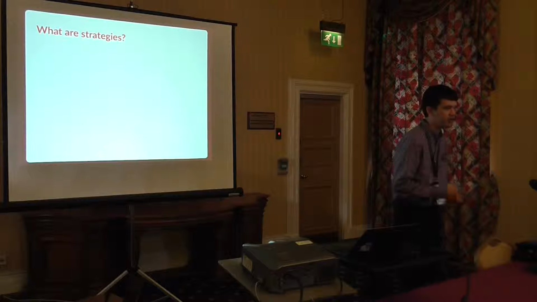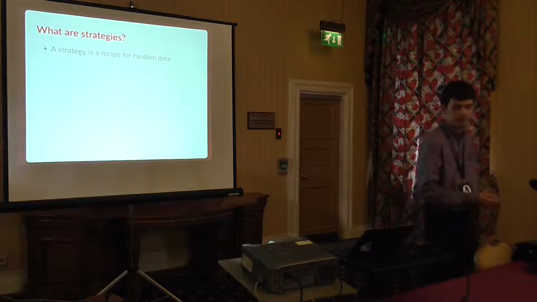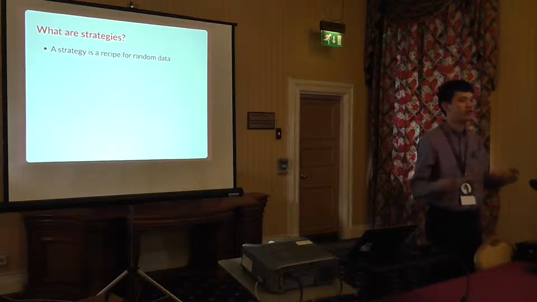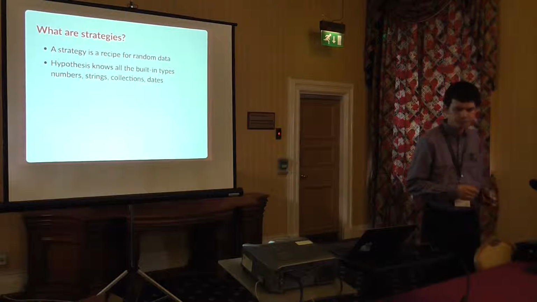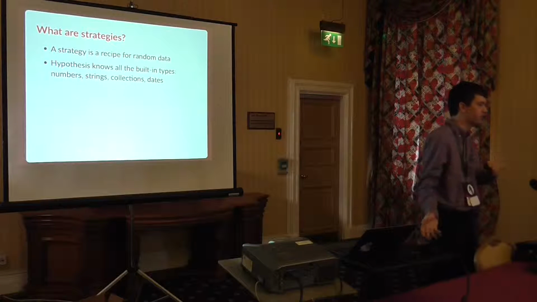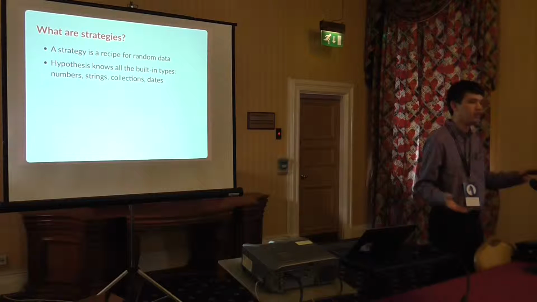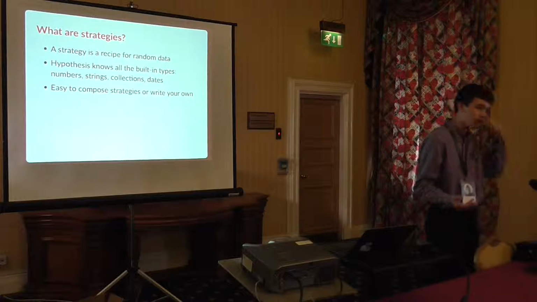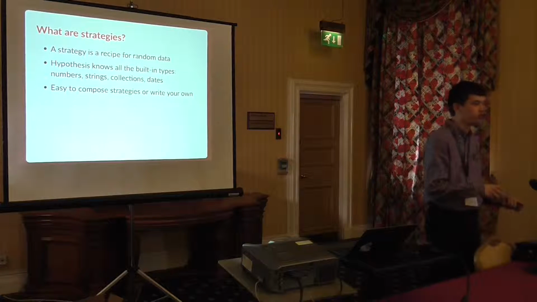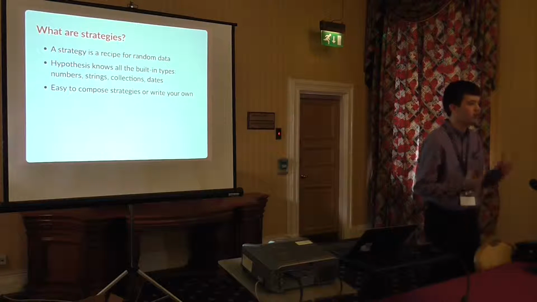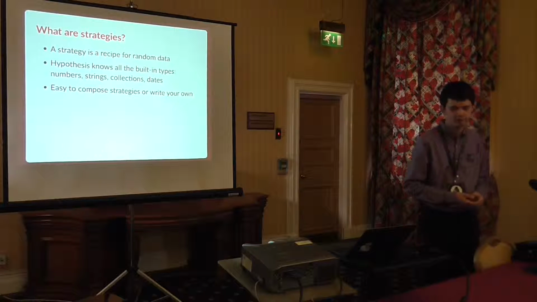So the first one is these things that Hypothesis calls strategies. A strategy is just a recipe for random data. It's telling the computer what sort of data you would like to generate for your test. Hypothesis has strategies for all the built-in types: numeric, strings, collections, all that nice stuff, so you know all the basic types. But it's also really easy to put strategies together or write your own. A lot of your code, I imagine, deals with custom classes, custom structures. It's really easy to build those using Hypothesis, generating test data that precisely fits your tests.